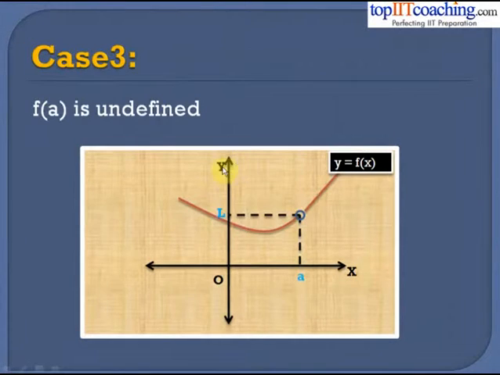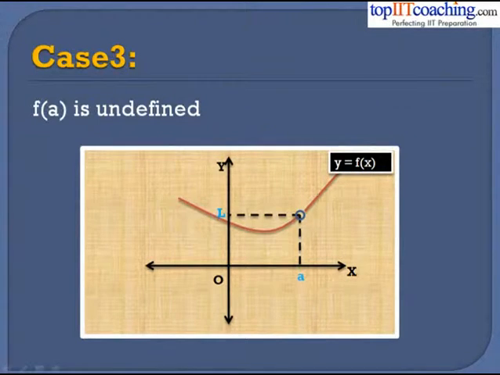Now let's look at case number 3. If f(a) is undefined. So this is the graph of y equal to f(x). When x approaches a from the left hand side, then the value of the function is equal to L. Similarly, when x approaches a from the right hand side, then again the value approaches L, but the function is not defined at the point x equal to a. Therefore there is a break at this point x equal to a.